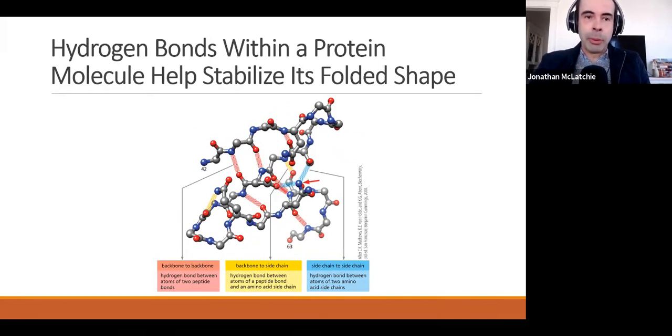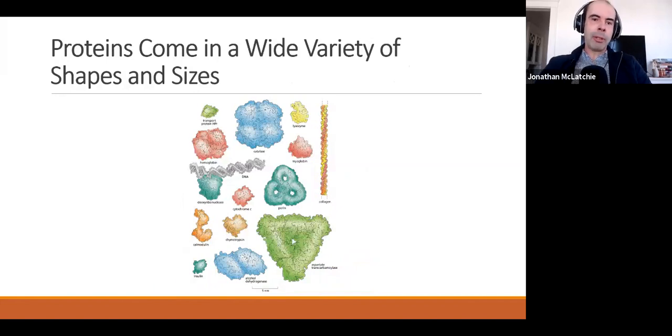And hydrogen bonds within a protein molecule help to stabilize its folded shape, as you can see here. And there are different hydrogen bonds within that protein molecule that stabilize its structure. Proteins come in a wide variety of shapes and sizes. So there are thousands of different protein structures. Here's just a sample of some of them. Some of those might be familiar to you, like insulin, for example, or cytochrome C, etc. Hemoglobin, which carries oxygen around in the blood, and so forth.